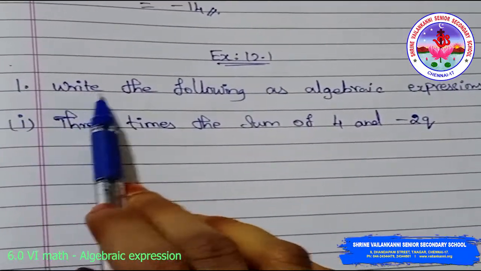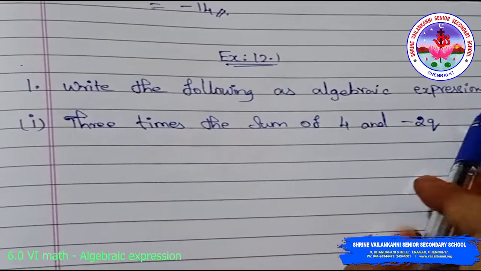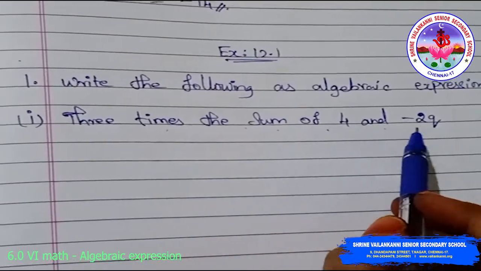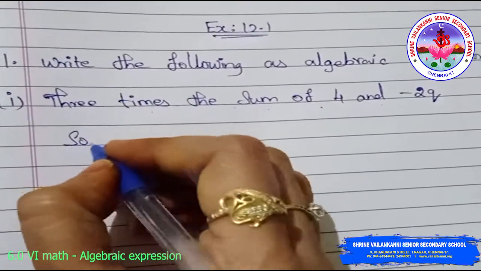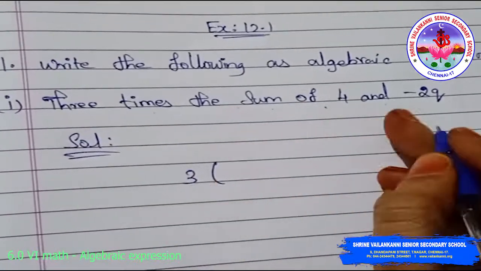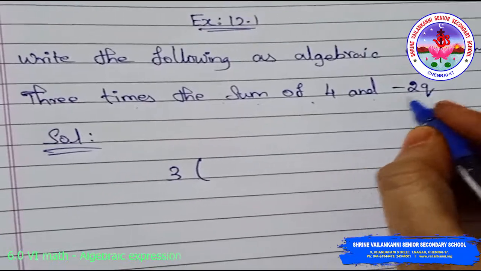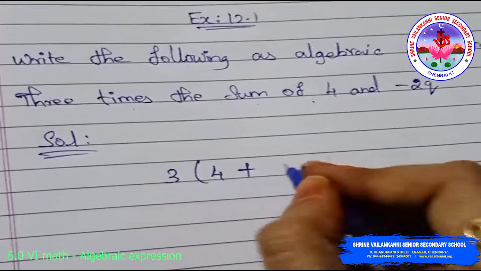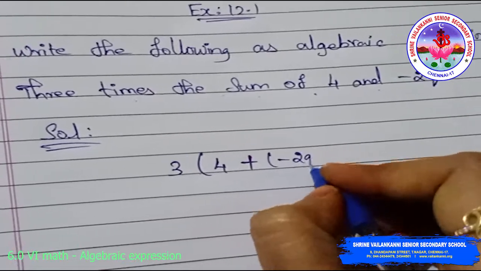Exercise 12.1. First question. Write the following as an algebraic expression. The question is 3 times the sum of 4 and negative 2q. Solution. 3 times means 3 into multiplication. The sum of 4 and negative 2q. Sum means addition. 4 plus negative 2q. This is the expression.